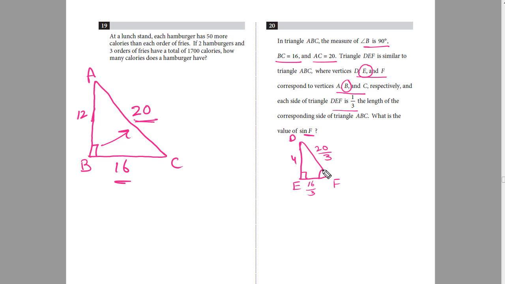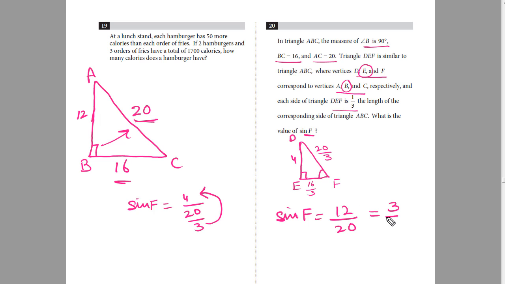Now for sine F, I have to apply the trigonometric ratio. Sine F is opposite over hypotenuse. The side opposite to this angle is 4 and the hypotenuse is 20/3. So 4 divided by 20/3. Now this 3 is in the denominator of the denominator, so it will go back into the numerator. So sine F is equal to 12/20. Let's cancel it by 4, and it will become 3/5. So 3/5 is your answer.